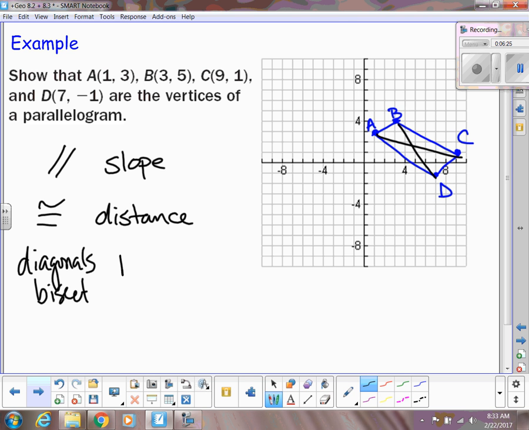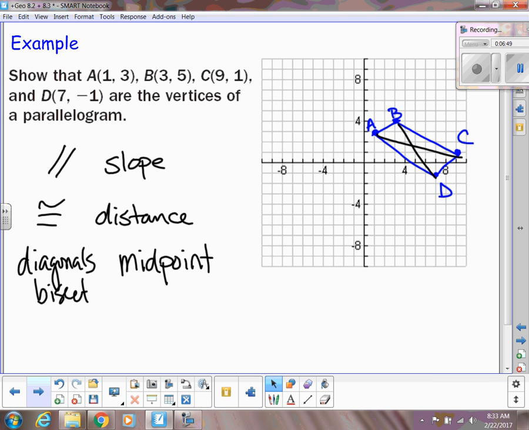Then I can show that the midpoint is the same for both BD and AC. So we have lots of options to show that this is a parallelogram. I would stay away from opposite angles congruent or consecutive angles supplementary because we can't really measure these angles on a coordinate grid. So you want to stick to slope and distance and things like that.